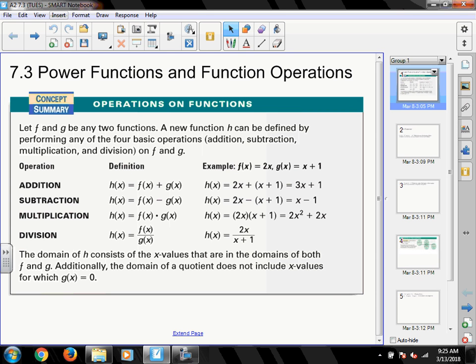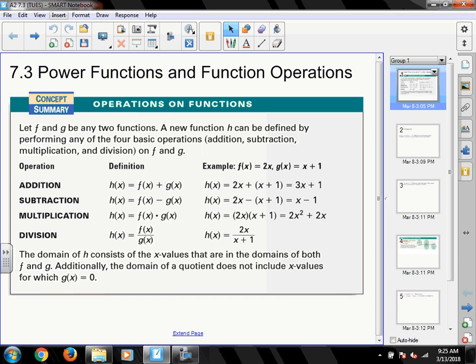Okay, so if I'm going to add two functions together, that's just collecting like terms. So if I want to add f of x and g of x, that's just purely notation to say that we have two different functions. One we're calling f, one we're calling g. f of x in our example is going to be 2x, g of x is going to be x plus 1. If I take 2x plus x plus 1, collect your like terms. You get 3x plus 1.